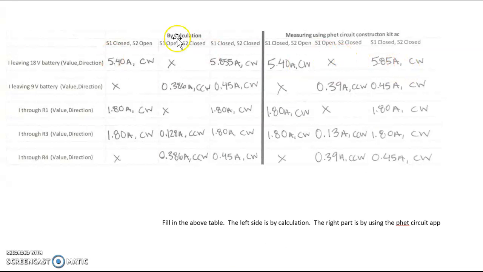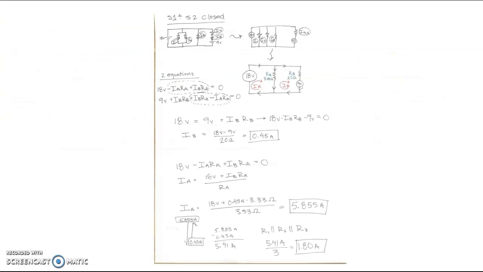Okay, so I got 5.855. So I'm talking through this one. Oh yeah, well I had to find that. I had to find IB so I could get IA, because I'm not talking about the 9 volt, I'm talking about the 18 volt. Geez, okay. As you can see, this is still kind of like acrobatics for my brain cells to do.